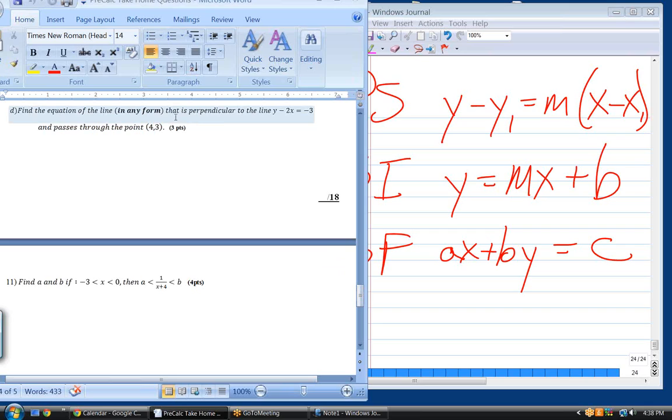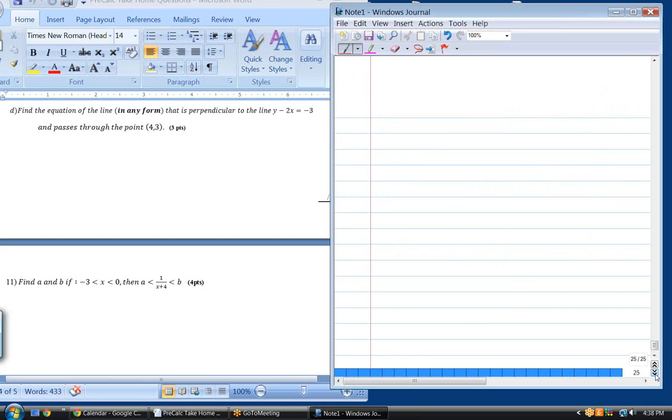Here it says, find the equation of the line in any form that is perpendicular to this equation. Well, the easiest way to do that is to put this into slope-intercept format. So let's start by doing that. What is it in slope-intercept format? Remember, it's got to look like y equals mx plus b.